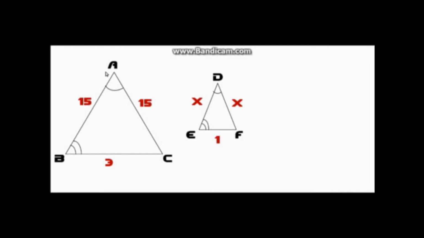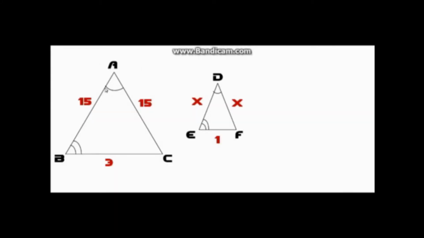Okay, so we have two triangles again, ABC and DEF, and we know all the sides on ABC. It's 15, 15, and 3, but on DEF there are two unknowns, x and x on DE and DF. We can, however, find those through proportions if we can prove that ABC is similar to DEF. We can do that because angle A is congruent to angle D because of the little line here, and angle E is congruent to angle B because of the two little lines.